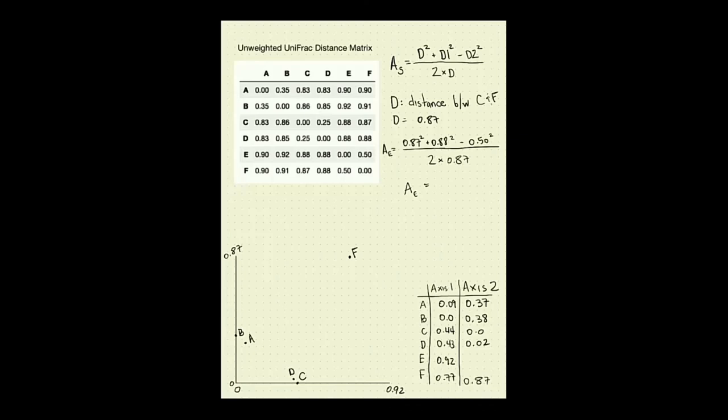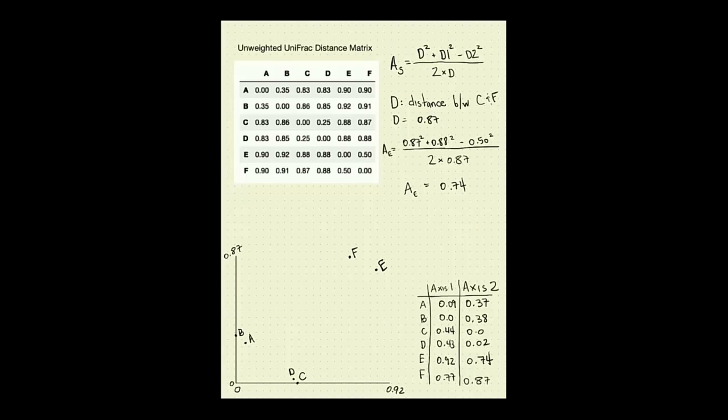And we will plug this last one in, so 0.88, 0.50, and we are going to end up with 0.74. And so we will plug that in here, and now for E, we're at 0.92 on the first axis, and then we're at about 0.74 on this next axis. And so I'm going to go ahead and put that up there.